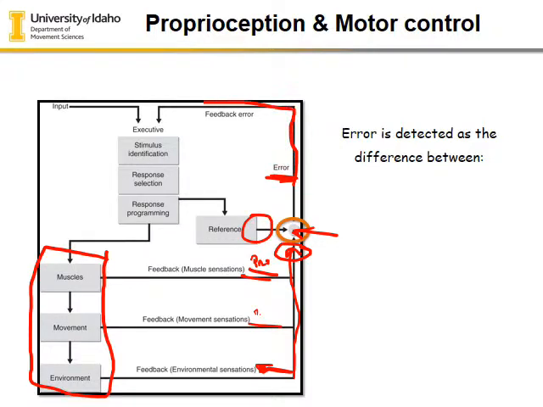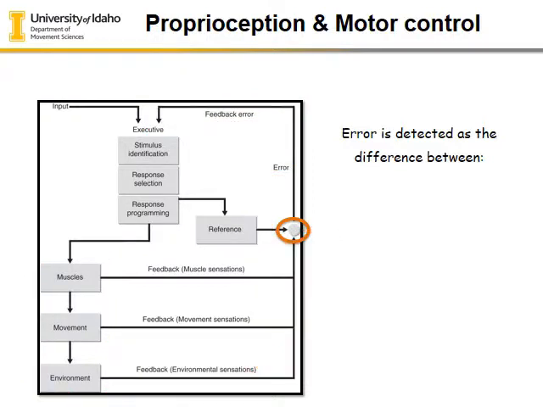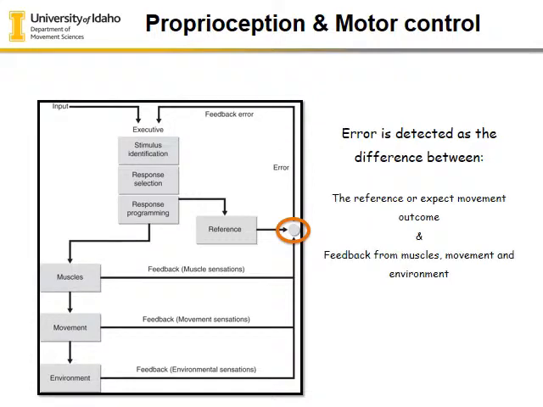Now that error goes back into your executive level again, based on your feedback error. And that's where you create your new motion to either continue doing what you're doing or to change it. And so this is, again, the reference or expected movement outcome and the feedback from a combination of the muscles, movement, and environment feedbacks. And remember that the muscles and some of the movement feedback are where the proprioception occurs. And then the executive level, which is the stimulus identification, response selection, and response programming, you're going to go ahead and make that pattern to either make an adjustment or continue the pattern.